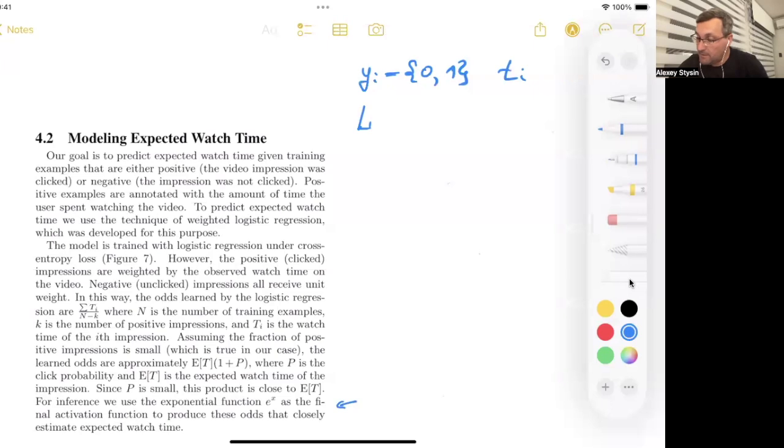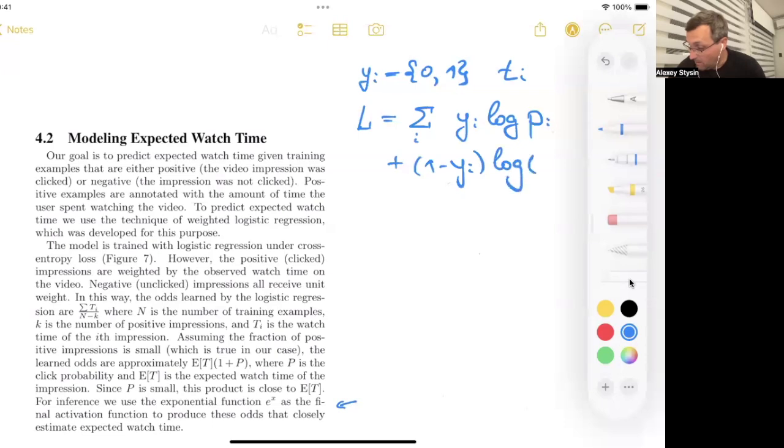So the loss that they use here is essentially the sum over all examples independently. This is like a log loss. This is like the negative log likelihood. And the original log likelihood would be yi times log pi, where pi is the probability, plus 1 minus yi times log of 1 minus pi.